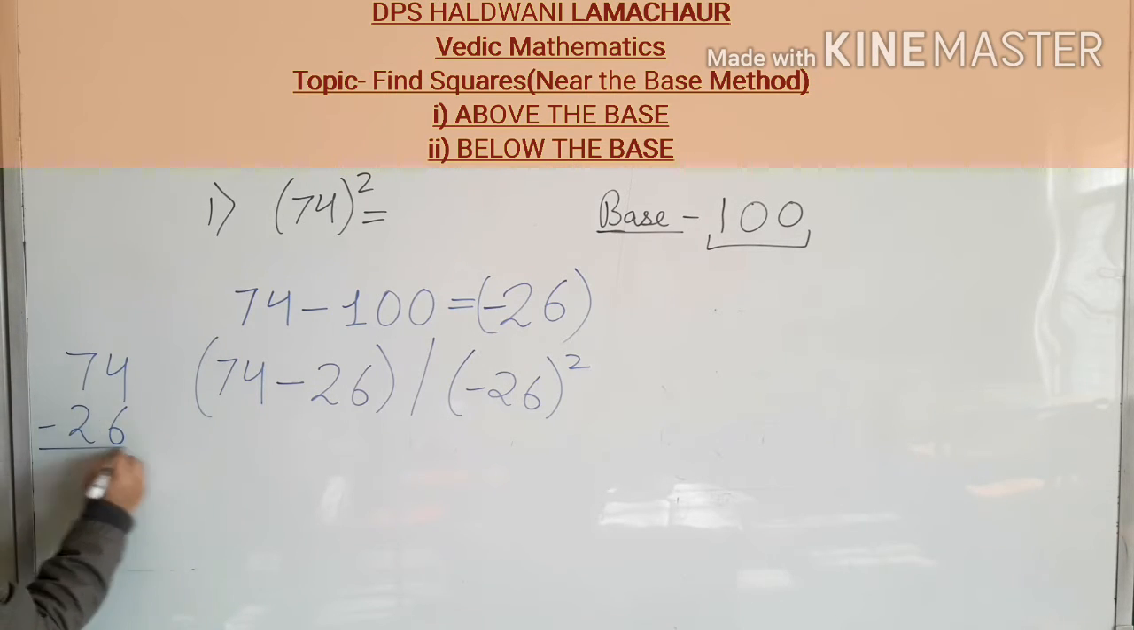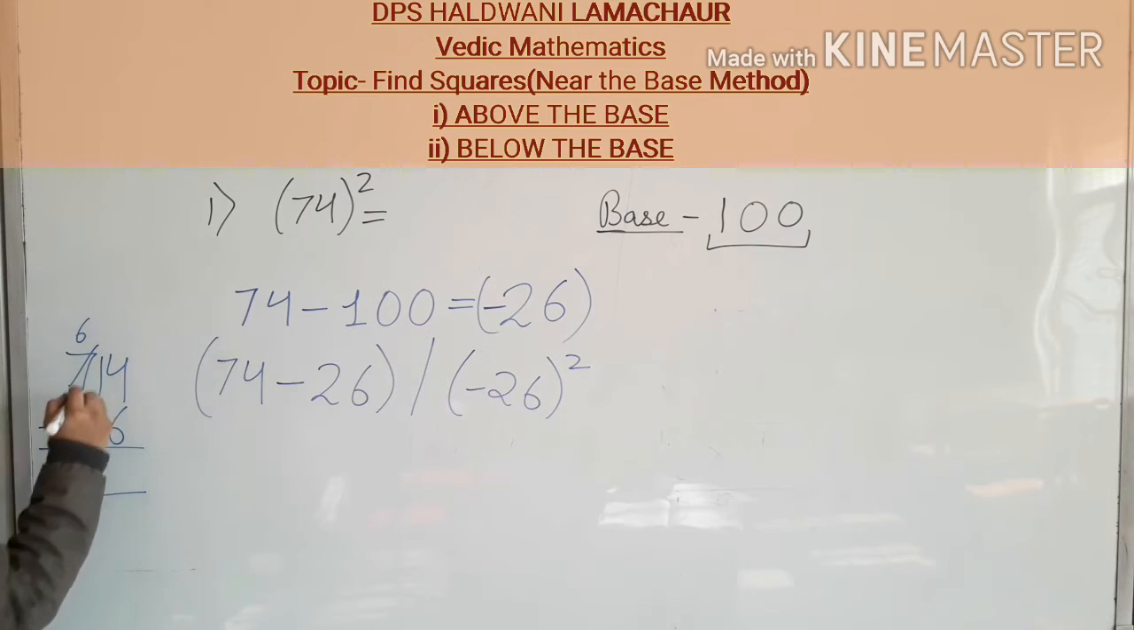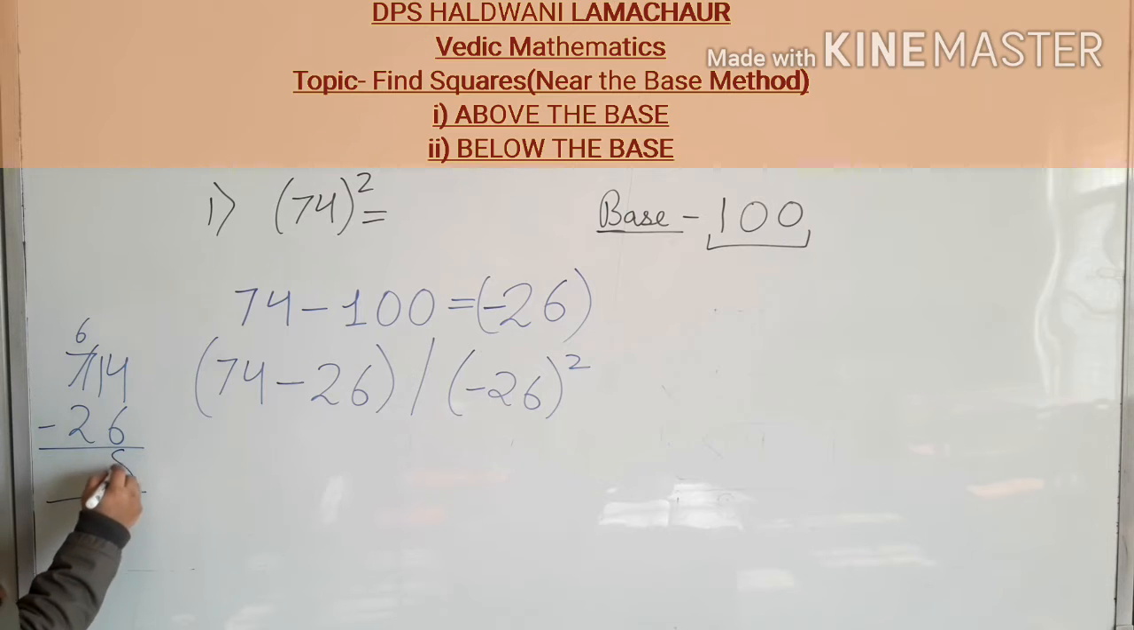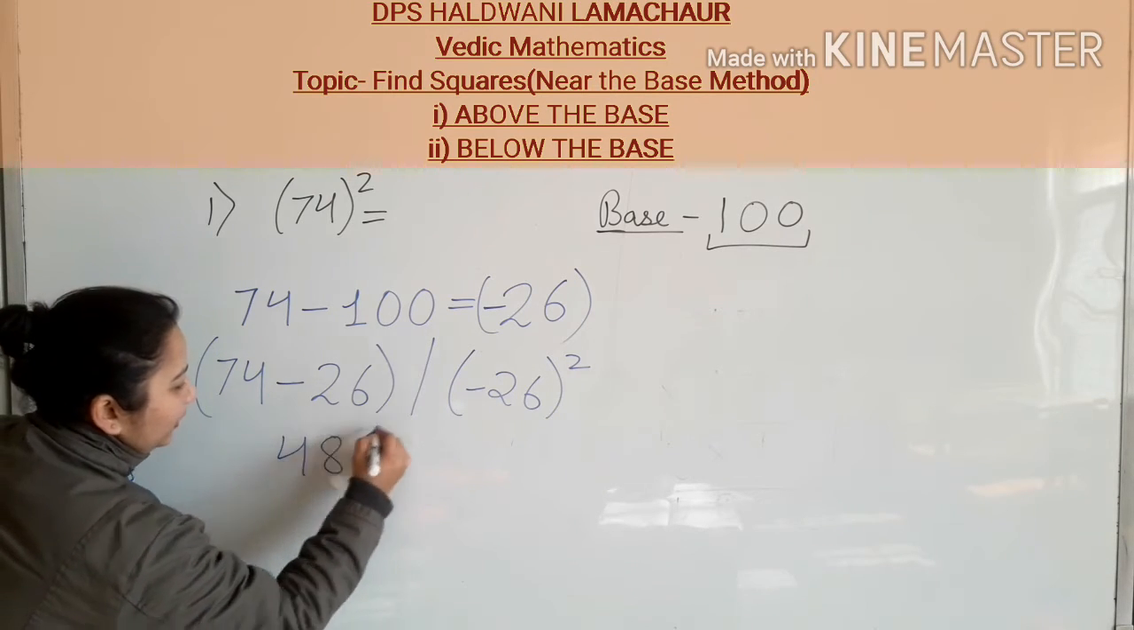Those students who have put in oral calculation. Now 7, 6 is there, 14. Now 14 minus 6 is 8 and 6 minus 2 is 4. So it is 48. Same way, slash.